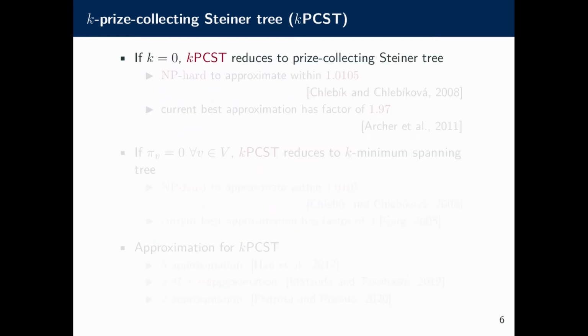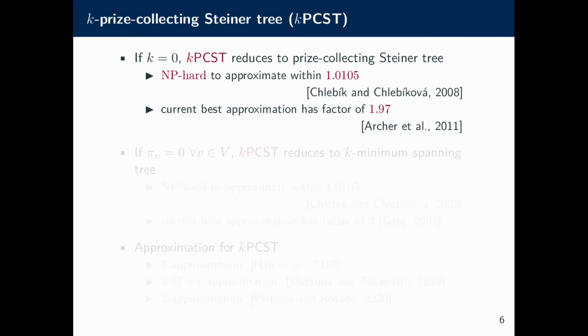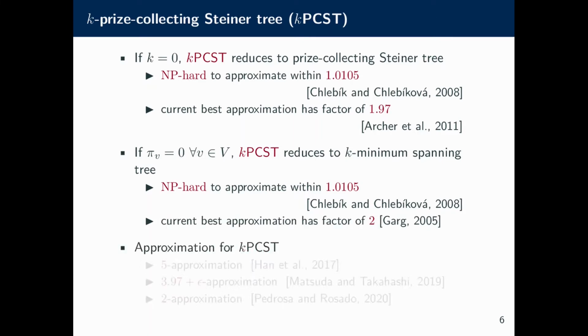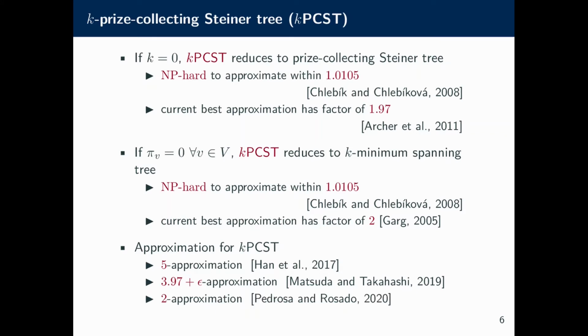If k equals 0, the problem reduces to the prize collecting Steiner tree, which is NP-hard to approximate within 1.01. The current best approximation has a factor of 1.97. If every penalty is equal to 0, then the problem reduces to the k minimum spanning tree. It is also NP-hard to approximate within 1.01, and the current best approximation has a factor of 2. For the k-prize collecting Steiner tree, we have a 5 approximation by Han, a 3.97 approximation by Matsuda and Takahashi, and a 2 approximation, which is this paper.